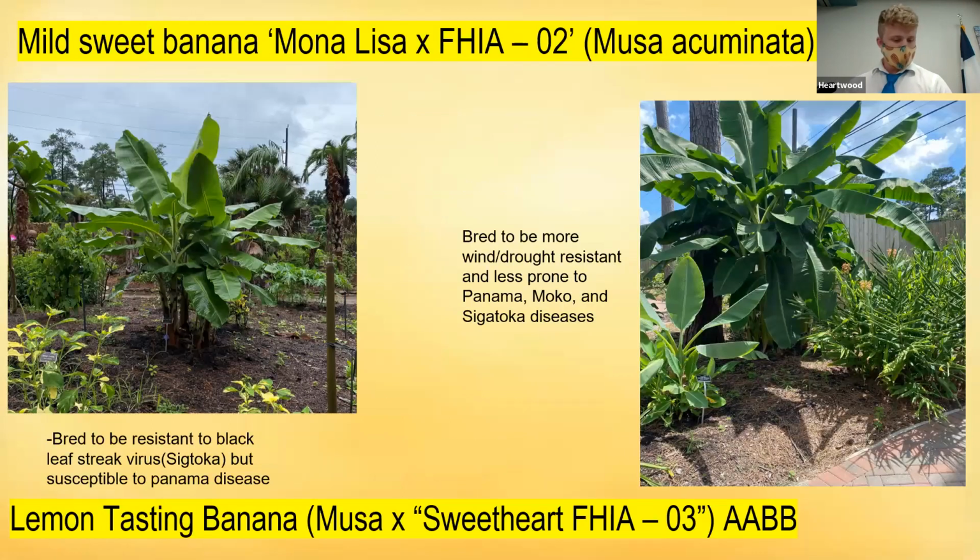Next is the Mona Lisa. This is bred to be, once again, more resistant to black sigatoka. It's more susceptible to Panama disease. The one on the right is the lemon tasting banana, or the Sweetheart. It is more wind and drought resistant. It has a slightly bigger root system underground, and that enables it to stay grounded and fight back against disease.